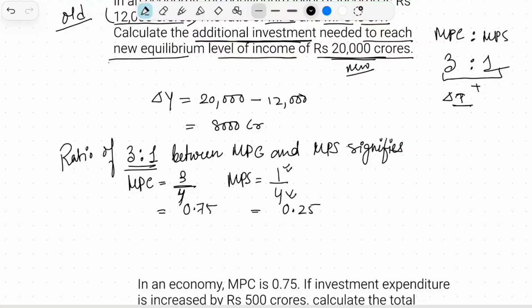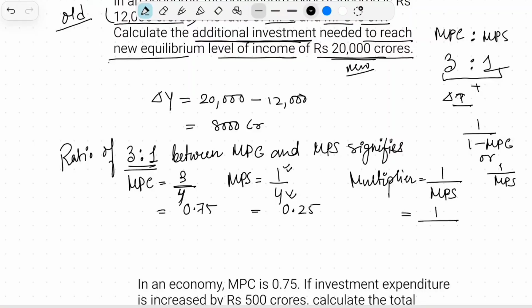Now we can easily find the multiplier. What is the multiplier? We can use any formula. It is 1 divided by 1 minus MPC or 1 divided by MPS. You can use any formula. I am now using 1 divided by MPS. So 1 divided by how much is the MPS? It is 0.25. The answer is 4. Therefore, the multiplier is 4. But the question is not yet solved.